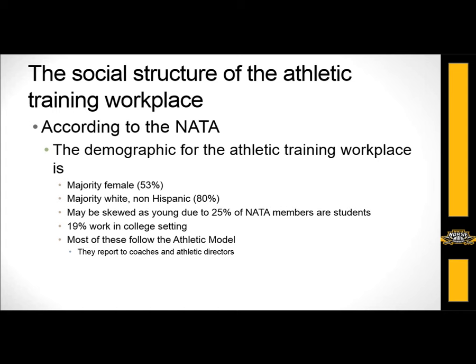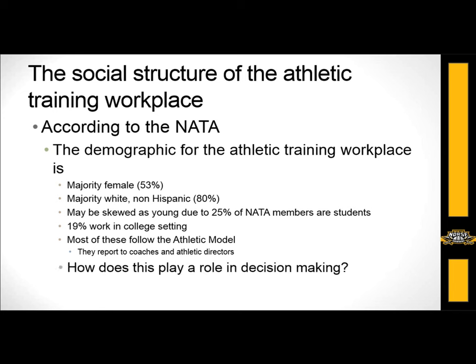19% are now working in the college setting. This percent even continues to get a little bit lower. Now I know we just expanded here at NKU and added more certified athletic trainers, but as more and more athletic trainers begin working in the industrial setting and different organizational settings, that 19% will continue to drop a little bit. But because that 19% is so major, we look at that specifically because we want to look at, do these organizations follow that athletic model? And most of them still do. And that means you as the athletic trainer report to the coaches and the athletic directors.